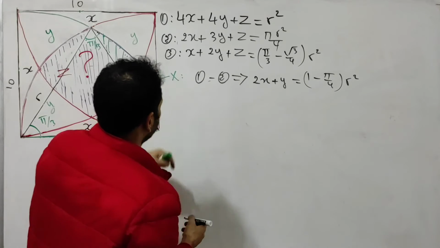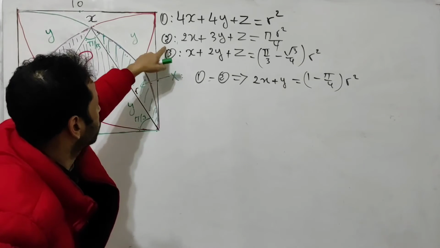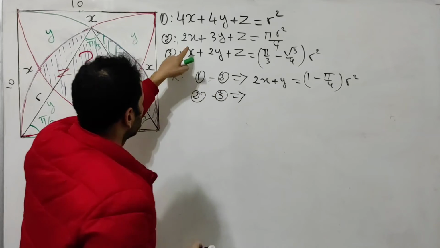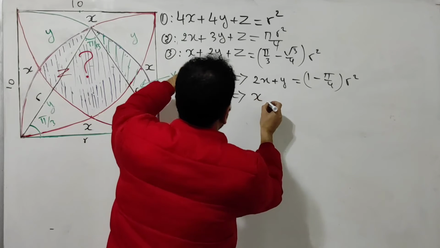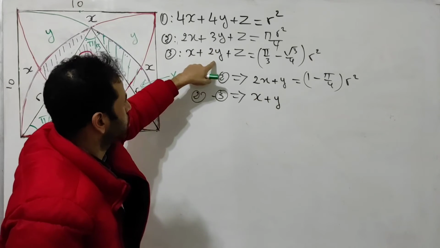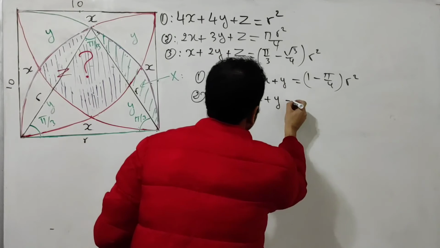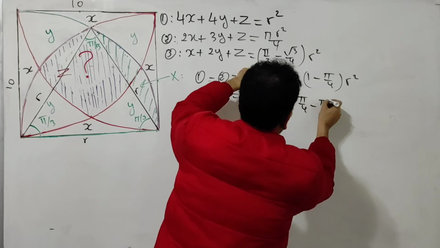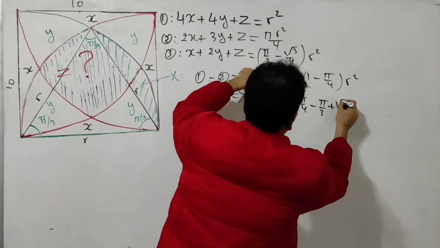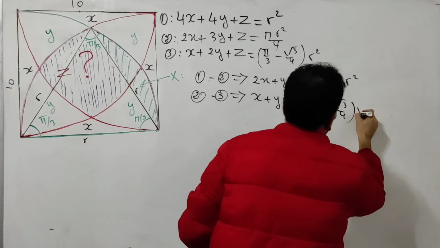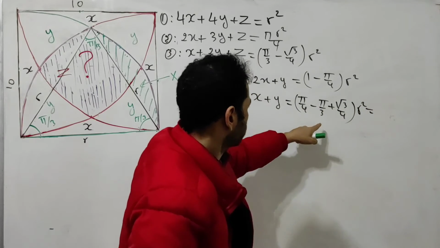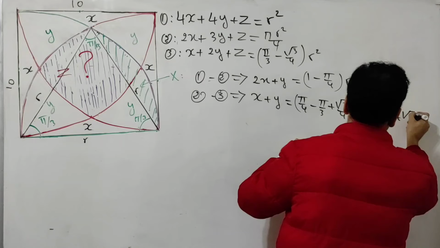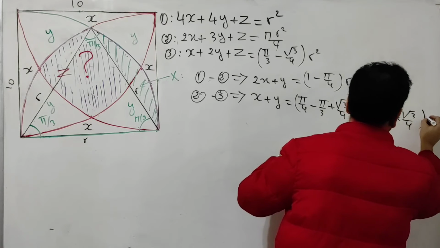So I will look for the second equation. By subtracting equation number 3 from number 2, I will get 2 minus 3, which implies 2x minus x, which is x, plus y, 3y minus 2y, which is y. Z will be eliminated. I will get this one minus this one, which is pi over 4 minus pi over 3 plus square root of 3 over 4. The whole thing is multiplied by r square. By simplifying this one more, I will get minus pi over 12 plus square root of 3 over 4. The whole thing is multiplied by r square.